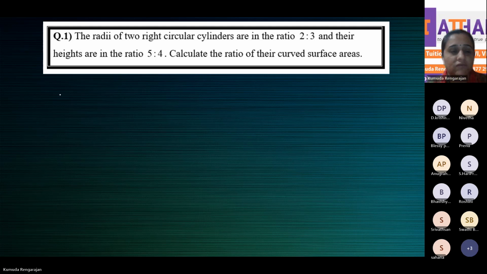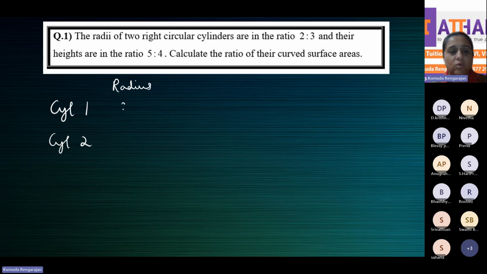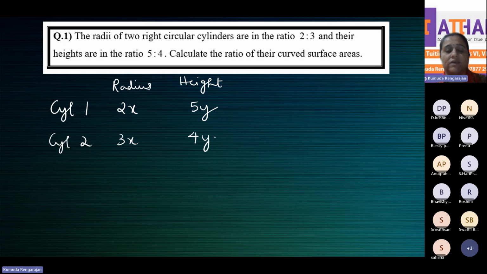So see here, we'll say cylinder 1. So don't write anything now. Cylinder 1, cylinder 2. All right. Ratio of the radii 2:3. So let the radius of the first cylinder be 2x and the second cylinder be 3x. Let the height of the first cylinder be 5y and the second cylinder be 4y.